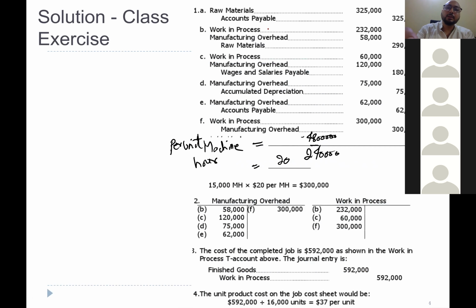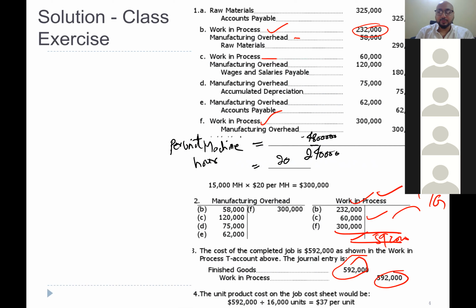So work in progress is here, here, here. Three entries. Work in progress is debited, debited, and debited again, against 32,000, 60,000, and 300,000. So the closing would be 592,000. All this work in progress will move out to finished goods, right? So finished goods to work in progress.